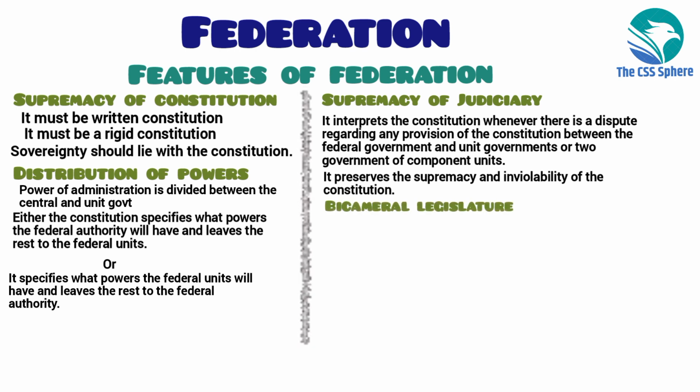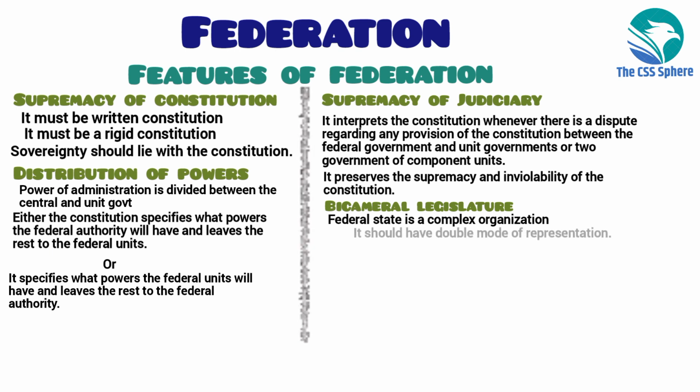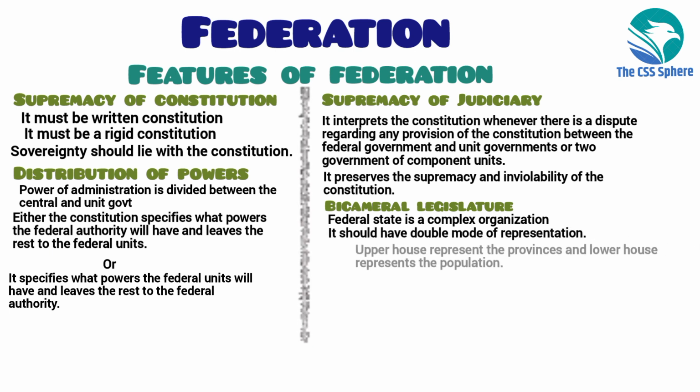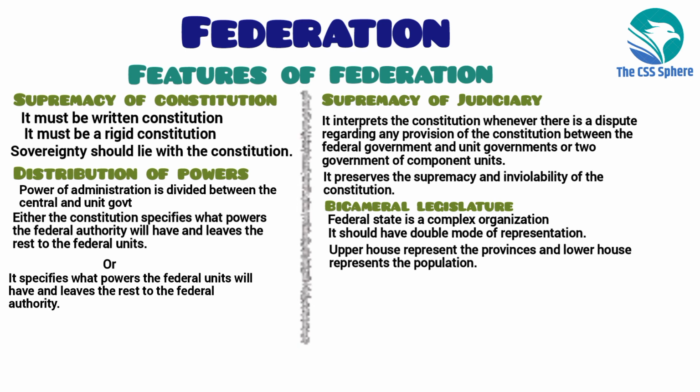Bicameral legislature. This question is always asked: why is a bicameral legislature required in a federation? A federal state is a complex organization. It should have a double mode of representation. The upper house represents the provinces and the lower house represents the population. Because smaller provinces should have equal representation and rights of powers. Federation has some merits and demerits.